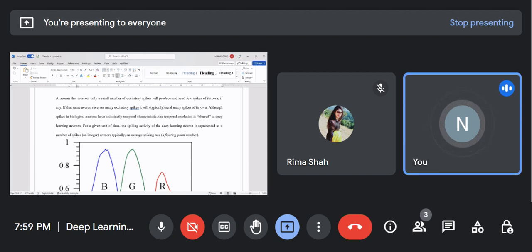Although the spikes in a biological neuron have temporal characteristics, the temporal resolution is blurred in deep learning neurons. That means this will be temporary in nature. Whatever this activity is, it has temporary characteristics, not permanent. For example, if you got a sense of touch, it doesn't mean that every time, or the whole day, 24 hours, you are in the feeling of touch only.